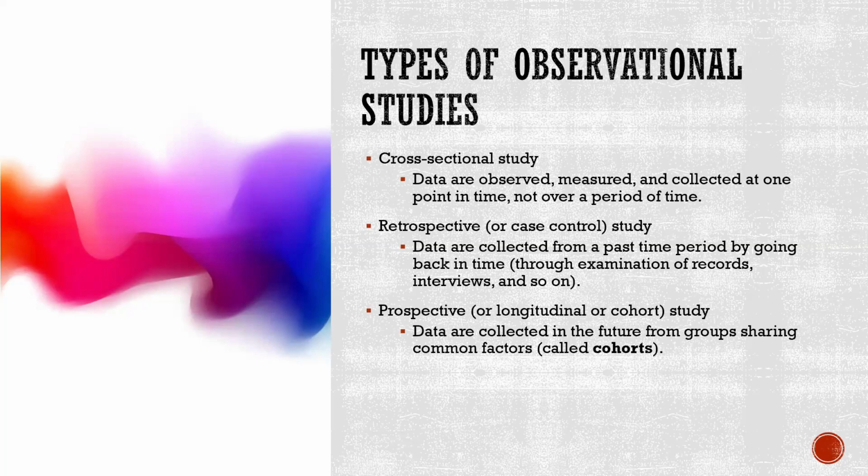So let's talk about some of the different types of observational studies. In a cross-sectional study, data are observed, measured, and collected at one period, and not over time. So I could do an observational study where I give surveys to everybody in a particular community about how often they use their cell phone and maybe some other things, and try to find some correlations. That would be a cross-sectional study. You're studying a lot of people all at once, so you get a cross-section.